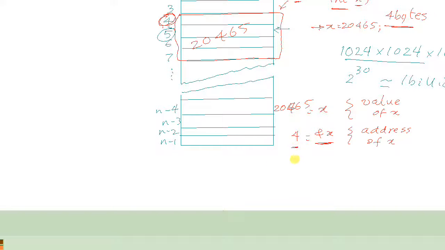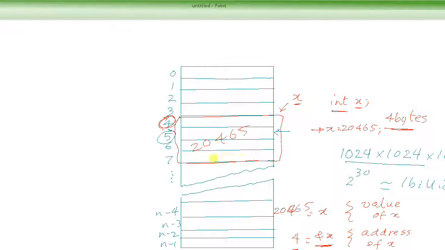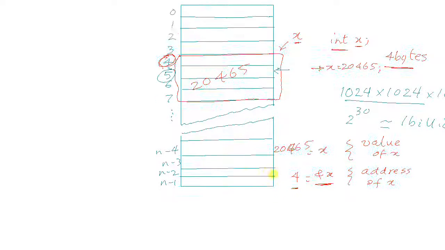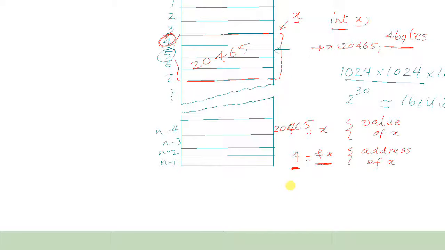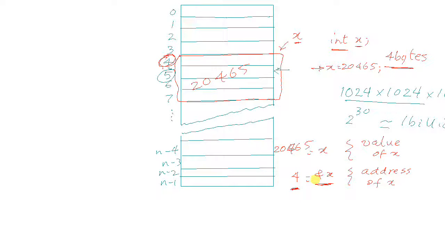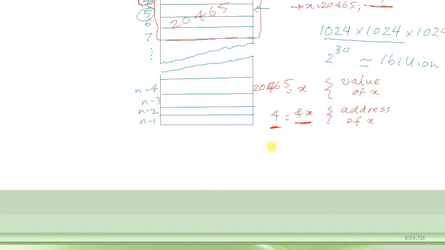Usually addresses are also very huge. They are not like 4, 5, 6, because the beginning of the memory is already filled up with special things. By the time your program runs, you get to run somewhere in the middle of the memory, and this address is a huge number. It's not a small number, but just for our example's sake, we are thinking that the address is 4. So ampersand x represents the address of x, which is 4.